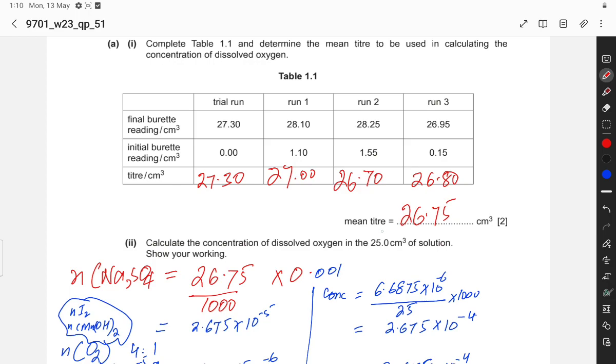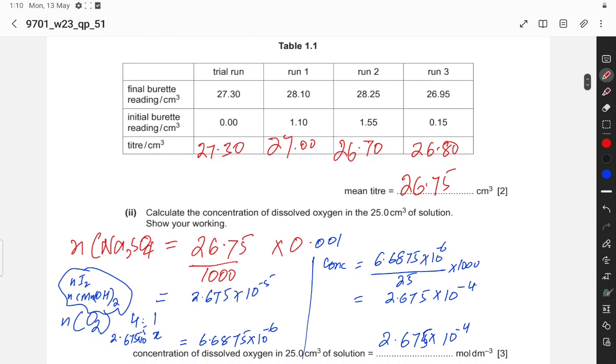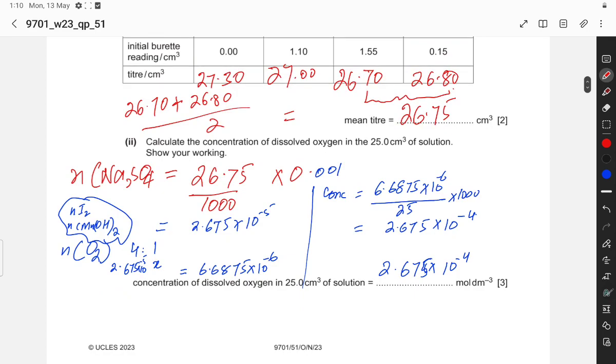So the mean titre value is 26.75. These are the best titrations, 26.70 plus 26.80 divided by 2. So we get the mean titre as 26.75.